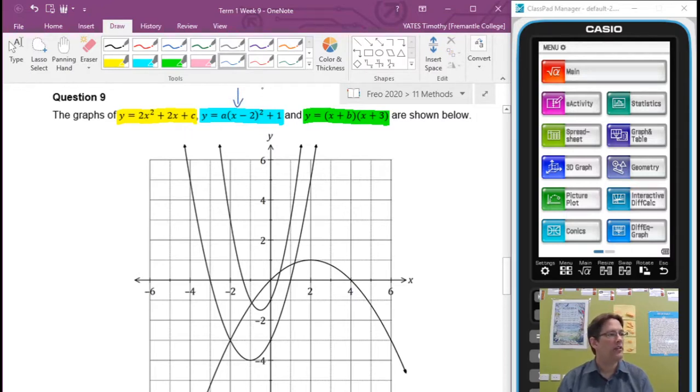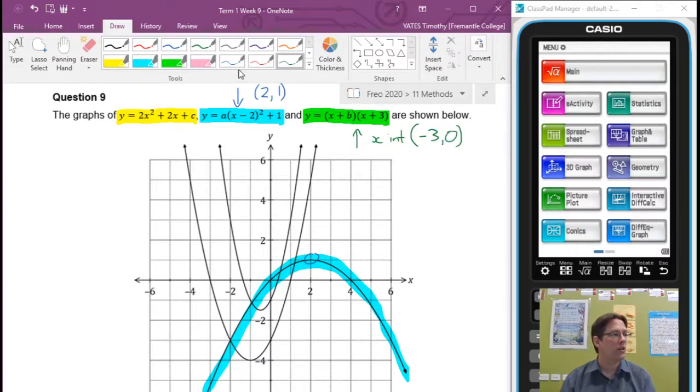Because it's got a turning point of 2, 1. Which one has a turning point of 2, 1? It's this one right here. So this is our first parabola. Let's have a look, see if we can work out the rest. This one over here has an x-intercept of -3, 0. So the one that passes through -3, 0, here it is here. That's our second parabola, which means that this is our third one.